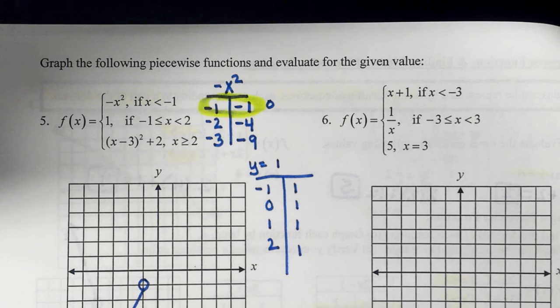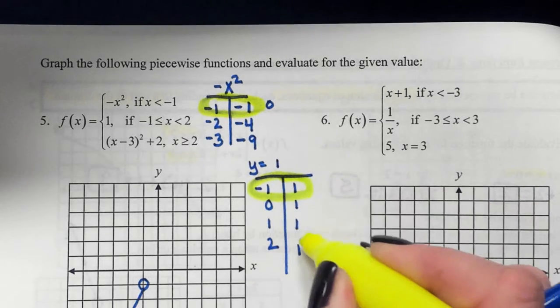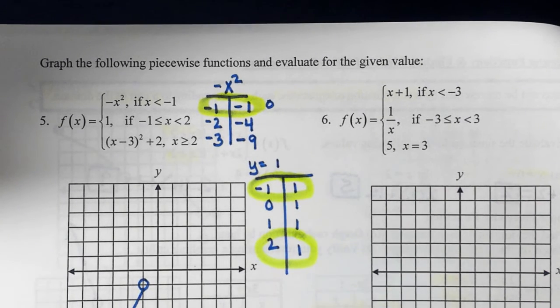So when you have more than 2 functions in your piecewise function, one of those functions in this case isn't going to go down to negative infinity or positive infinity. It has a definite start and a definite end. So your table is going to have a definite start and a definite end. So what you need to do is look at the beginning point and the end point and decide what kind of points you're going to put on your graph.